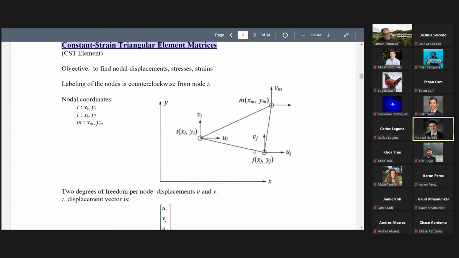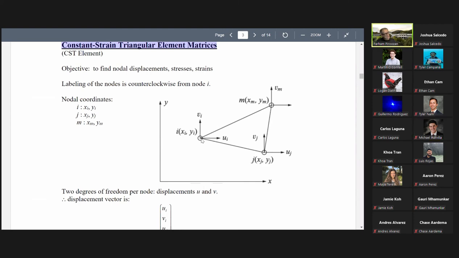3. How many degrees of freedom per node? 2. So 3 times 2 degrees of freedom per node makes it 6. So our element stiffness matrix should be 6 by 6.